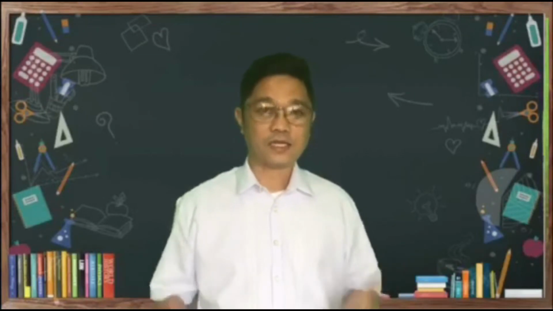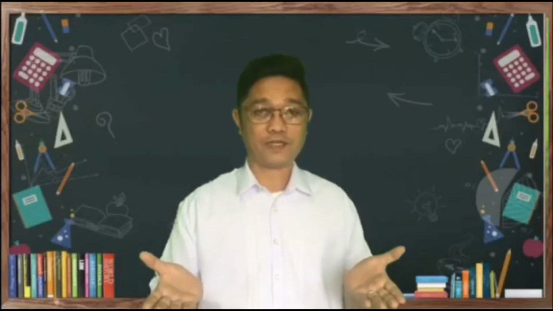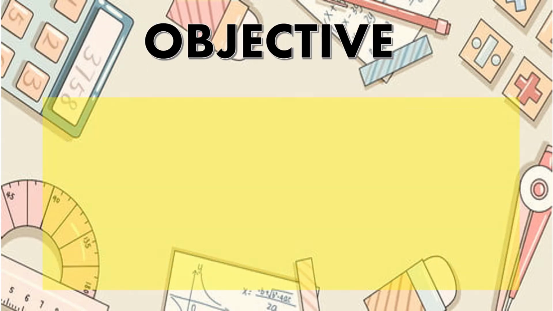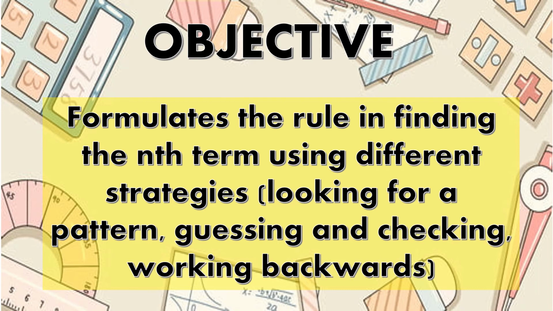But before that, here is the objective of the lesson. The objective is to formulate the rule in finding the nth term using different strategies like looking for a pattern, guessing and checking, and working backwards.